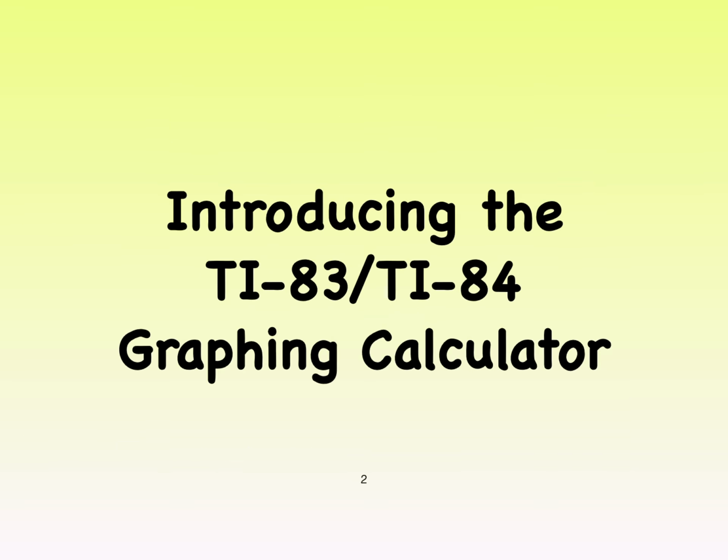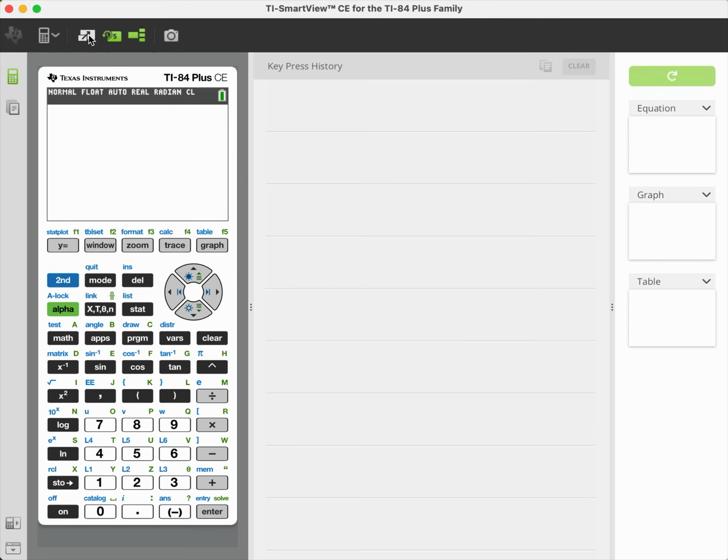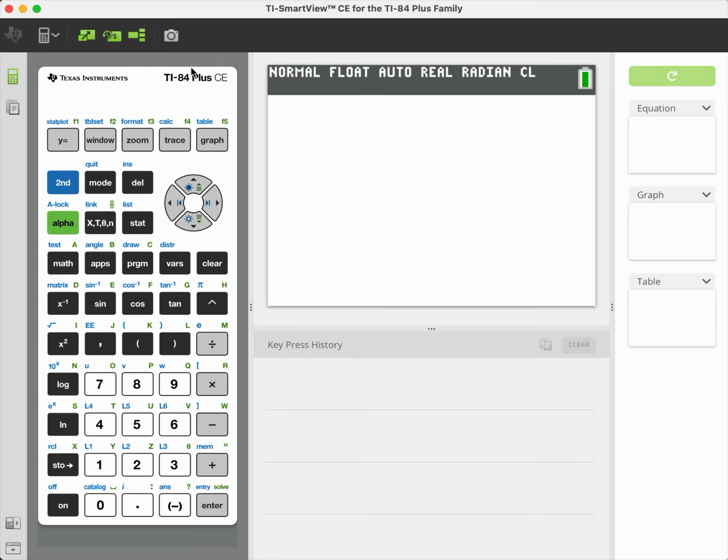Today we are going to do a very brief introduction to the TI-83 or TI-84 graphing calculator. This is my TI emulator. It is modeled after the TI-84 Plus CE, so some of the things that you'll see here, like this strip across the top of your screen, will not be the same. You will not see that strip on many of the TI-83 or 84 calculators. Then your calculator will look like this, of course, but I'm going to put the screen side by side with the keypad. Let's start this demonstration by turning your calculator on.